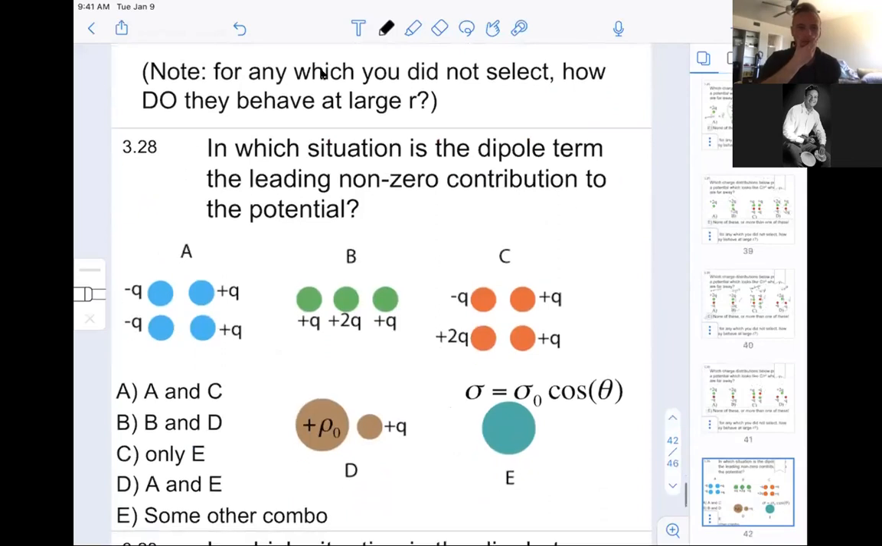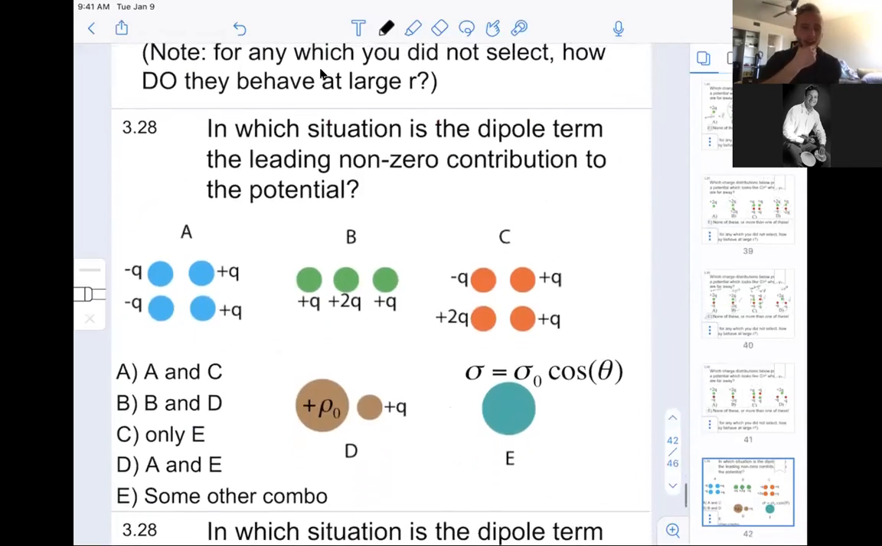All right. So more of these types of questions. Here we are looking for, again, the dipole term being the leading non-zero contribution. Okay, so there are 5 of these different distributions. Again, I'll give you some time to discuss, okay?